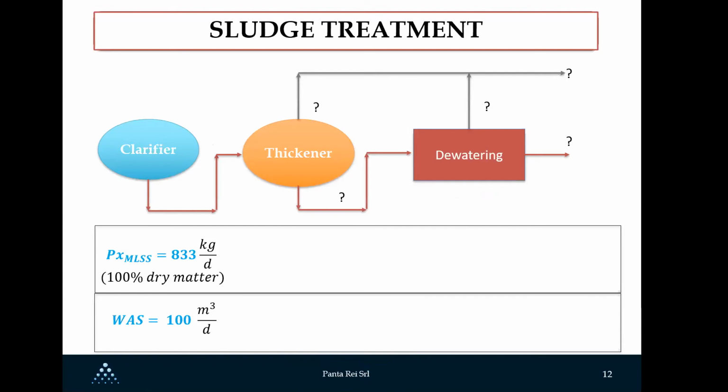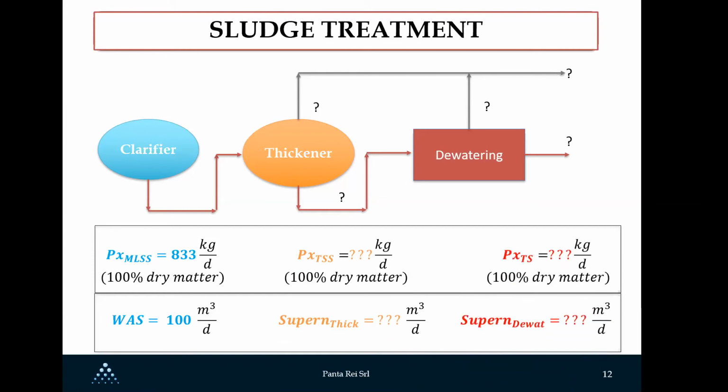from the clarifier to the thickener, and we need to know which is the flow and the sludge that from the thickener also goes to the dewatering unit. We need to know the final sludge produced, which has to be disposed, and the supernatant, which has to go back to the equalization tank.